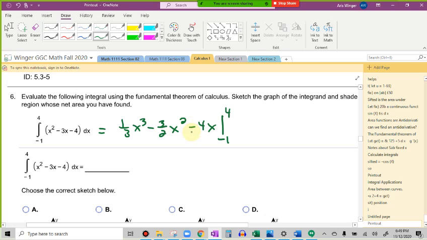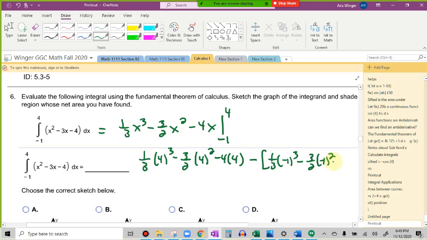We'll plug in 4, plug in negative 1, and subtract: 1/3 times 4 cubed minus 3/2 times 4 squared minus 4 times 4. And again, Desmos will do all of this. Minus 1/3 times negative 1 to the third minus 3/2 times negative 1 squared minus 4 times negative 1. Whatever that number is. So you can again put this function into Desmos and it will evaluate it for you. So then combine this.